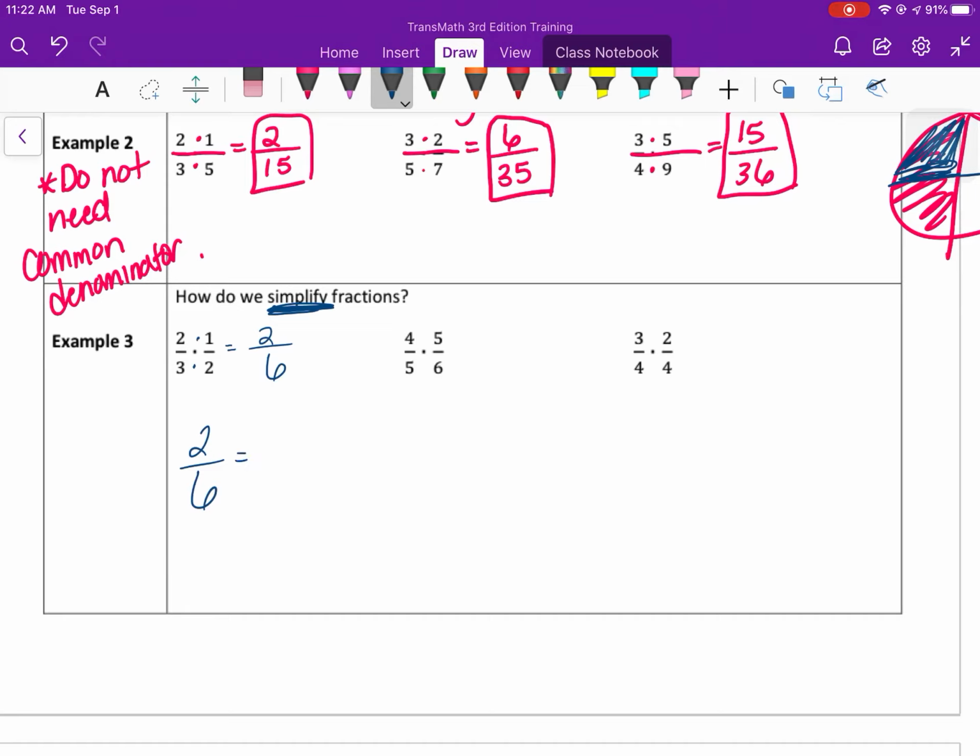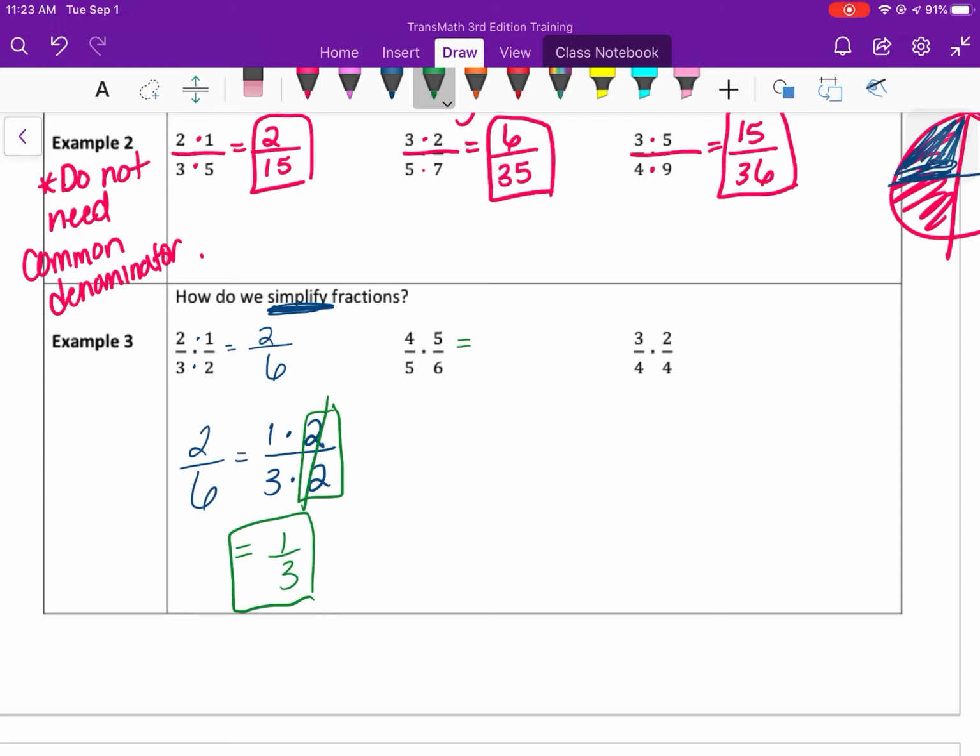Or you can think of this as 2 is the same thing as 1 times 2, and 6 is the same thing as 3 times 2. Now this fraction right here, 2 divided by 2 is 1. So those 2 simplify to 1, and our answer then is 1/3 simplified.